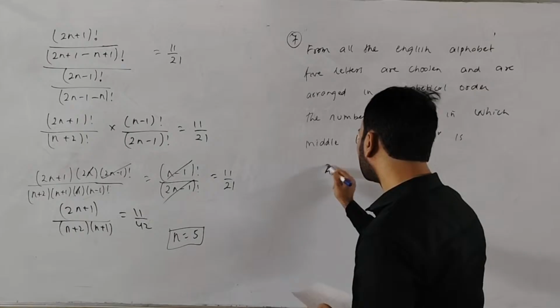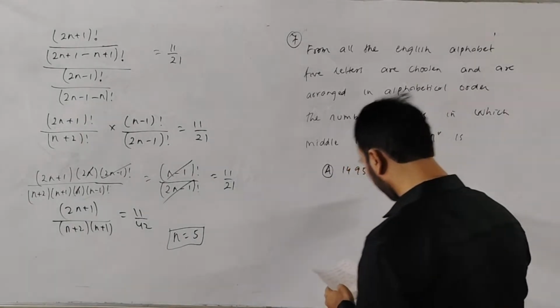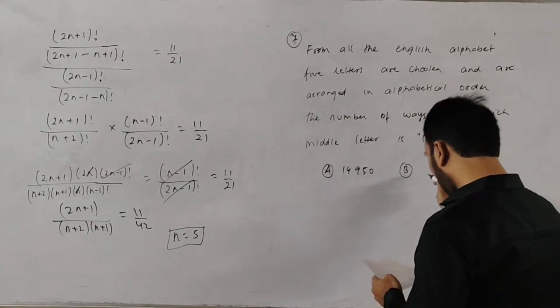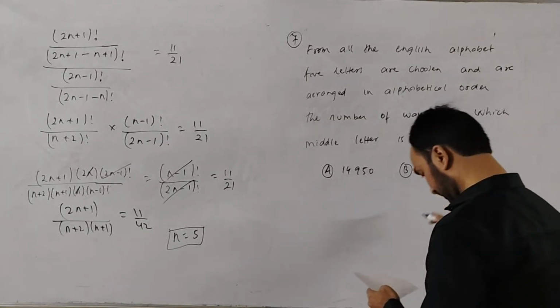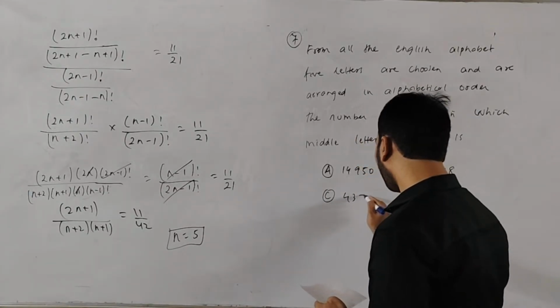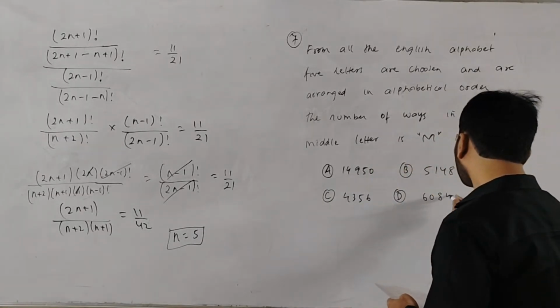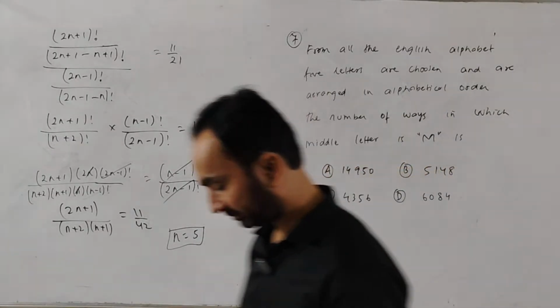Options given were 14,950, 5148, 4356, 6084.